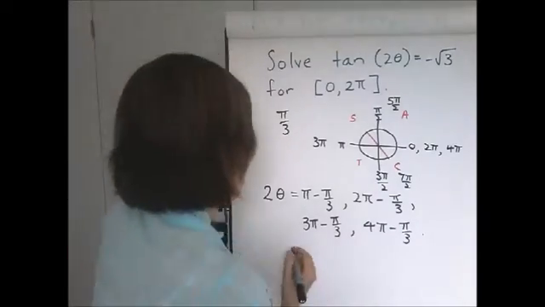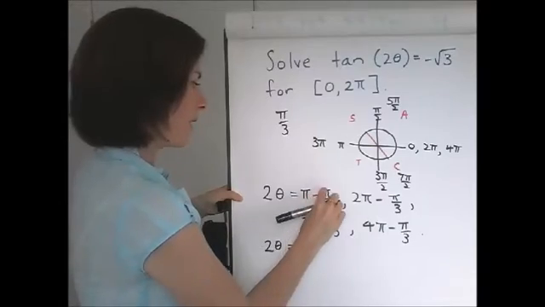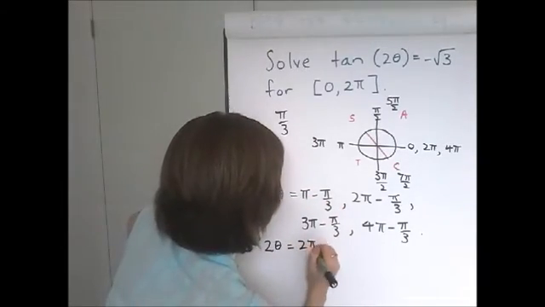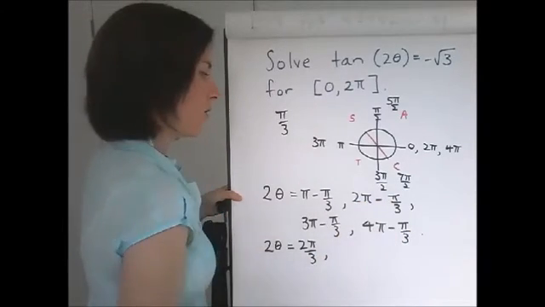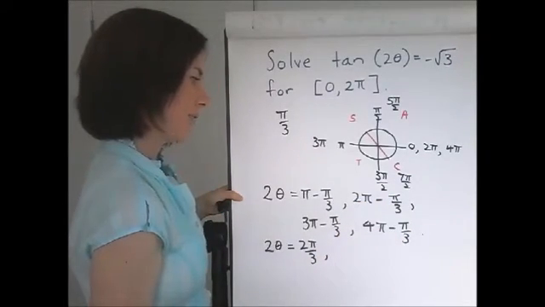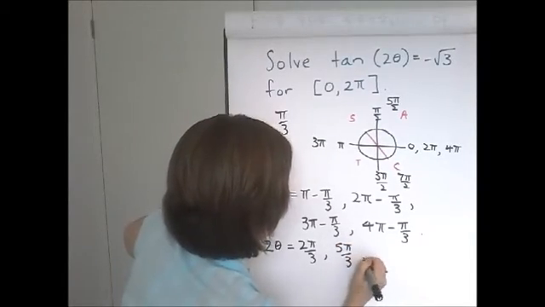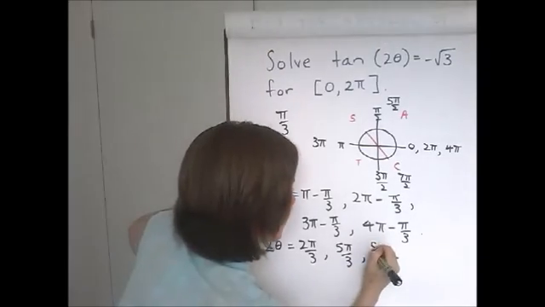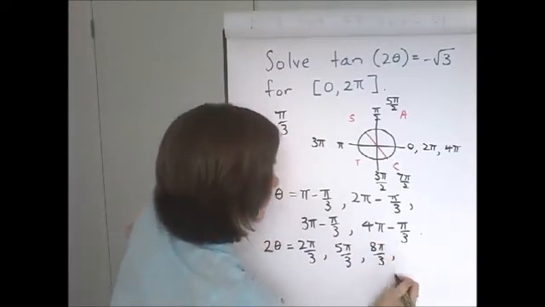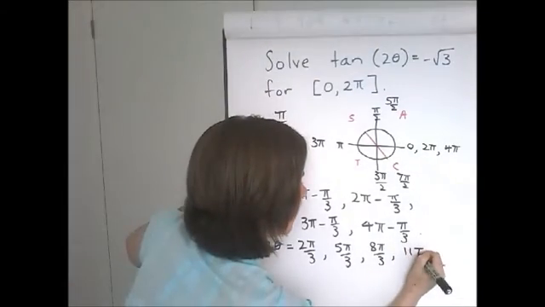So we have 2 theta is pi minus pi over 3, that's 2 pi over 3. 2 pi minus pi over 3 is 5 pi over 3. 3 pi minus pi over 3 is 8 pi over 3. And 4 pi minus pi over 3 is 11 pi over 3.